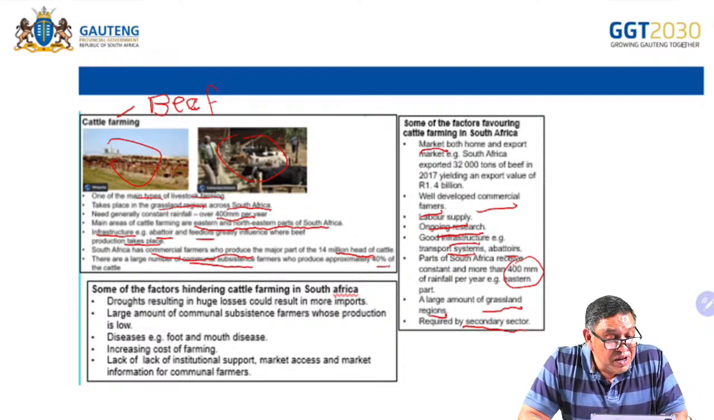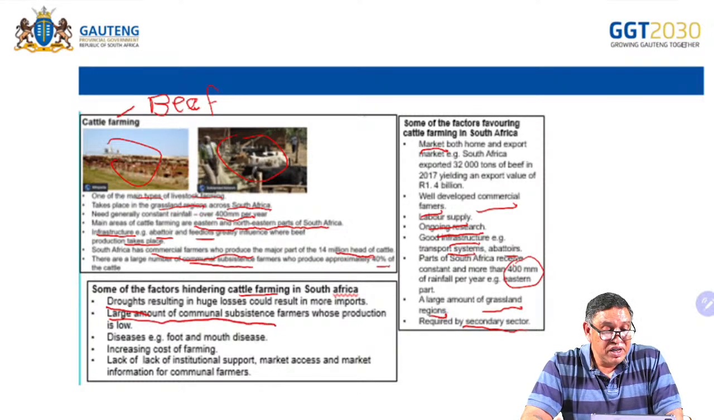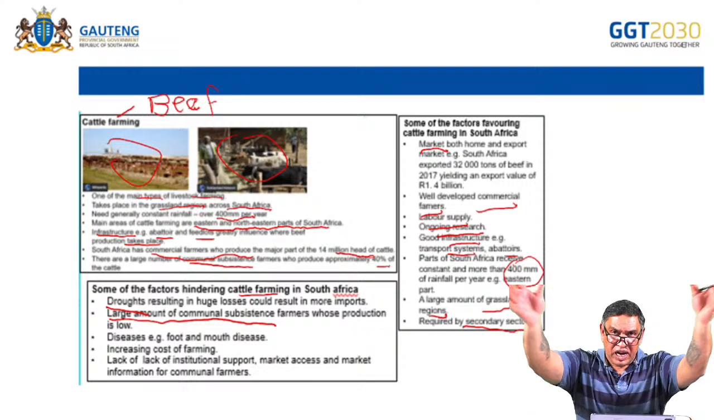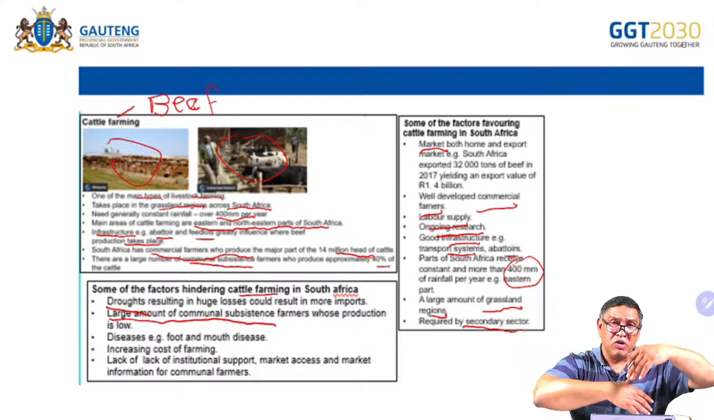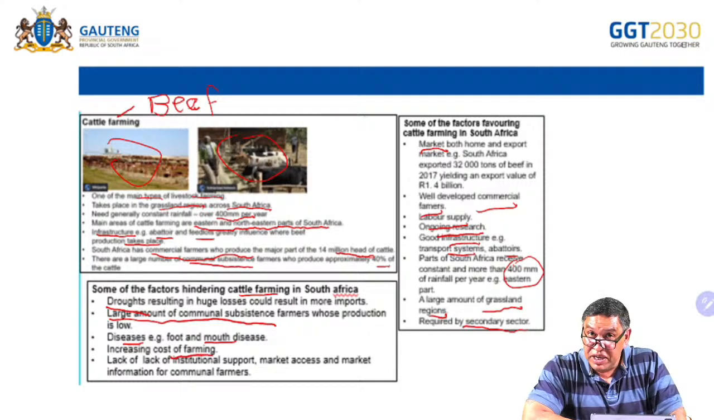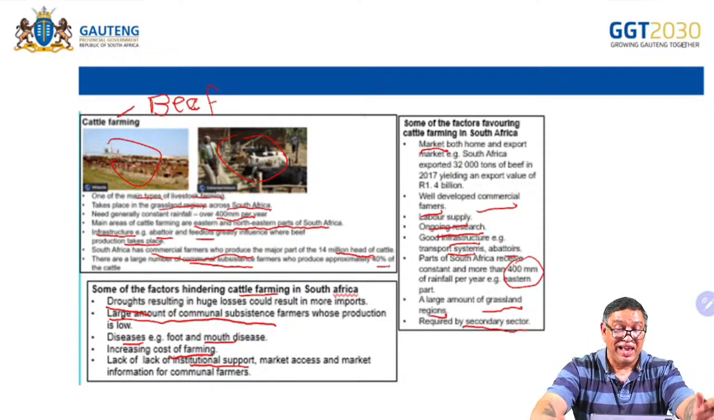I love wors. Some of the factors hindering cattle farming: droughts, when there's less rainfall, it doesn't work. Cattle need 400 millimeters. A large amount of communal subsistence farmers, they farm in the community, and therefore their production is not high, so they're not producing so much for the market. Diseases such as foot and mouth disease, increased cost of farming each time, and lack of institutional support, government support, etc., is not that great.